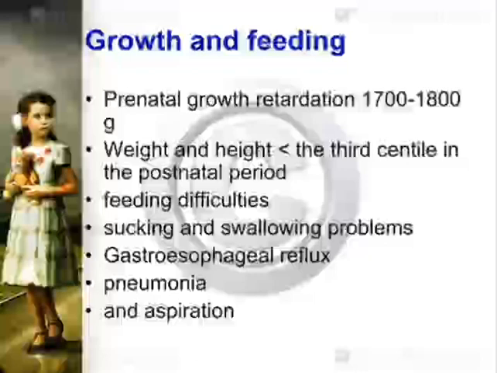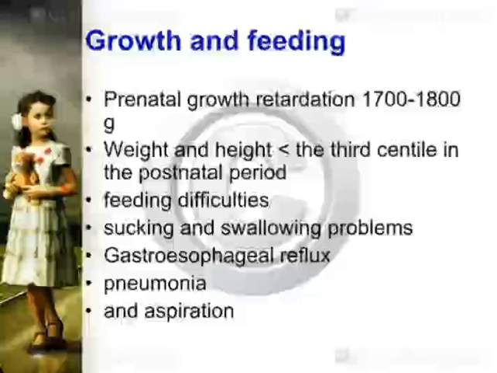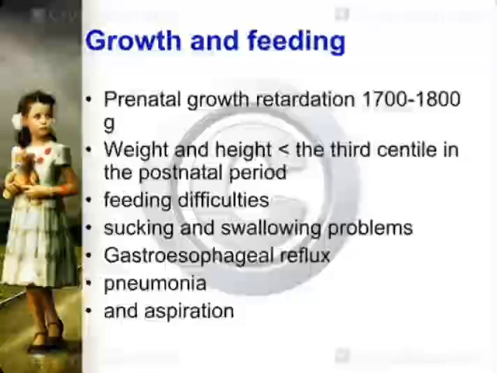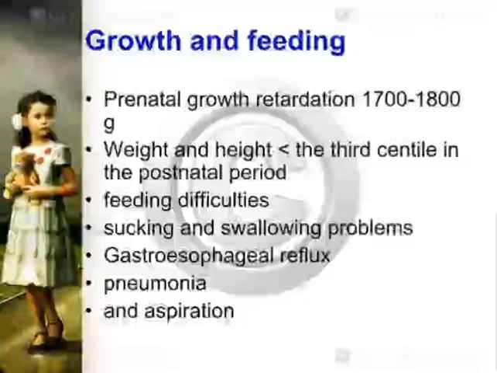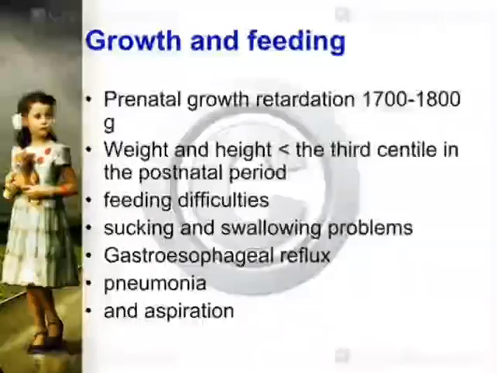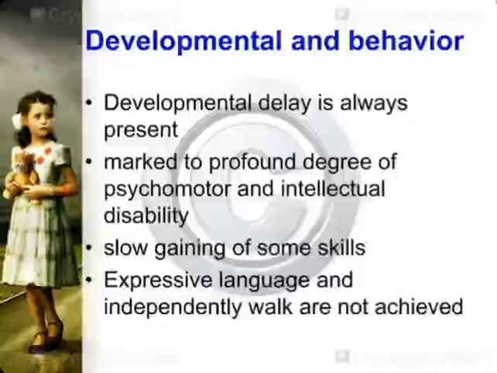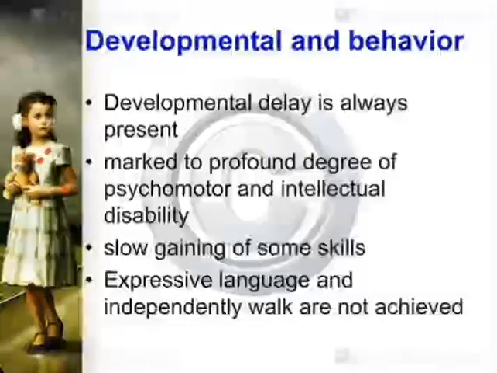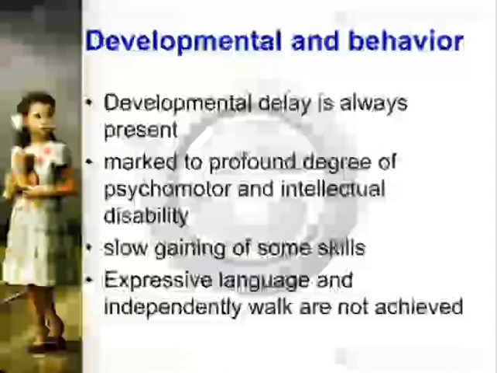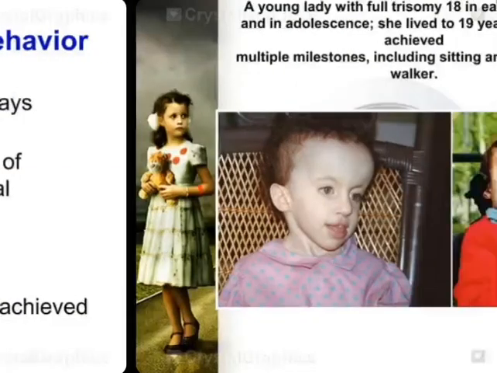Growth and feeding: prenatal growth retardation, 1700 to 1800 gram weight, and height below the third centile in the postnatal period. Feeding difficulties, sucking and swallowing problems, gastroesophageal reflux, pneumonia and aspiration. Developmental and behavior: developmental delay is always present, with marked to profound degrees of psychomotor and intellectual disability, slow gaining of some skills; expressive language and independent walking are not achieved.